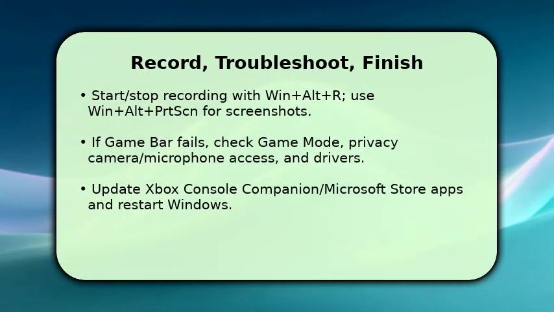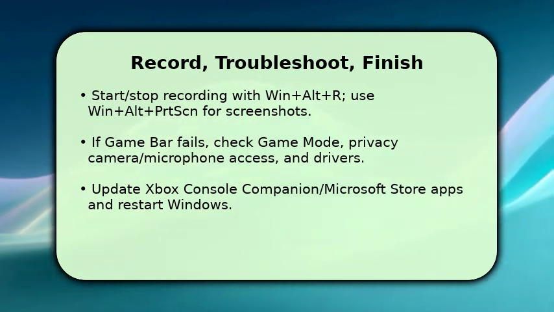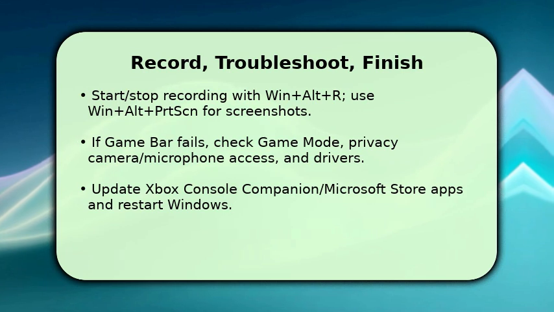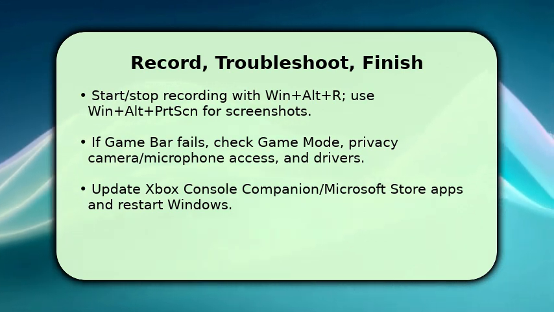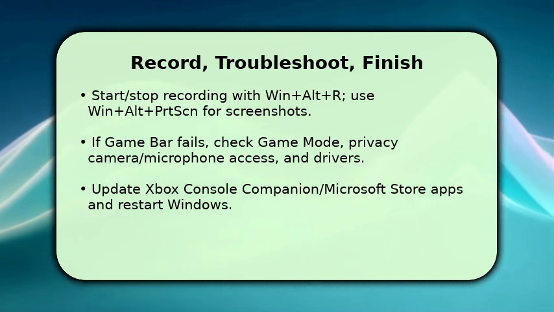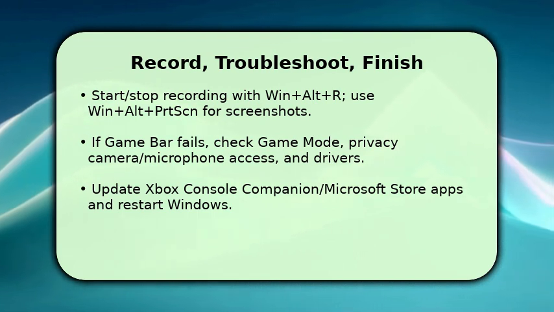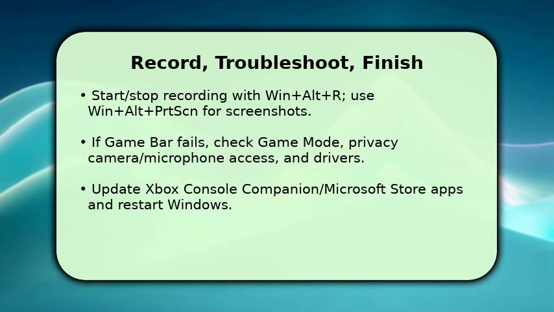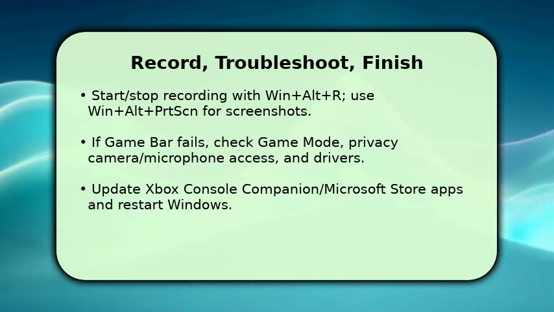You're ready to record and finalize the setup. Use Win+Alt+R to begin and end recordings, and Win+G to access overlays mid-session. Screenshots use Win+Alt+PrtScn. If it doesn't work, make sure game mode is enabled. Privacy settings should allow app access to camera and microphone, and GPU drivers should be current. Also update Xbox-related apps from the Microsoft Store and reboot. That often resolves overlay and permission conflicts.